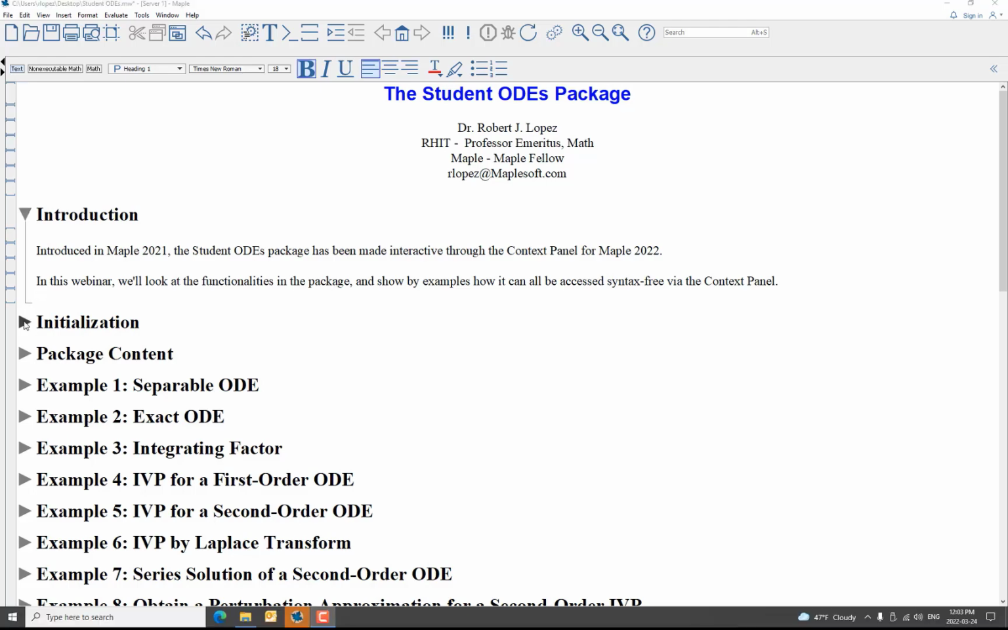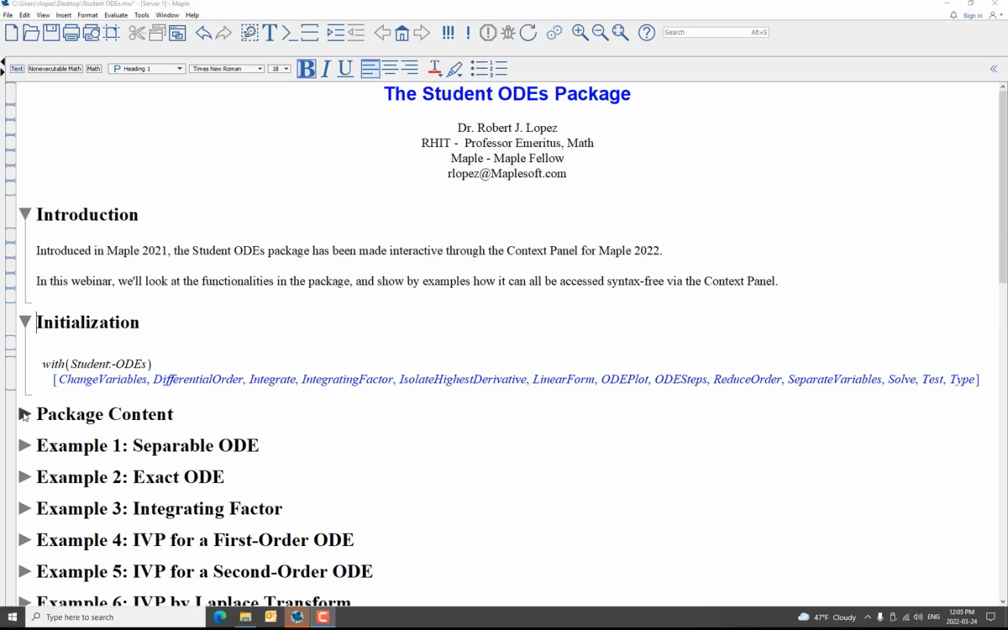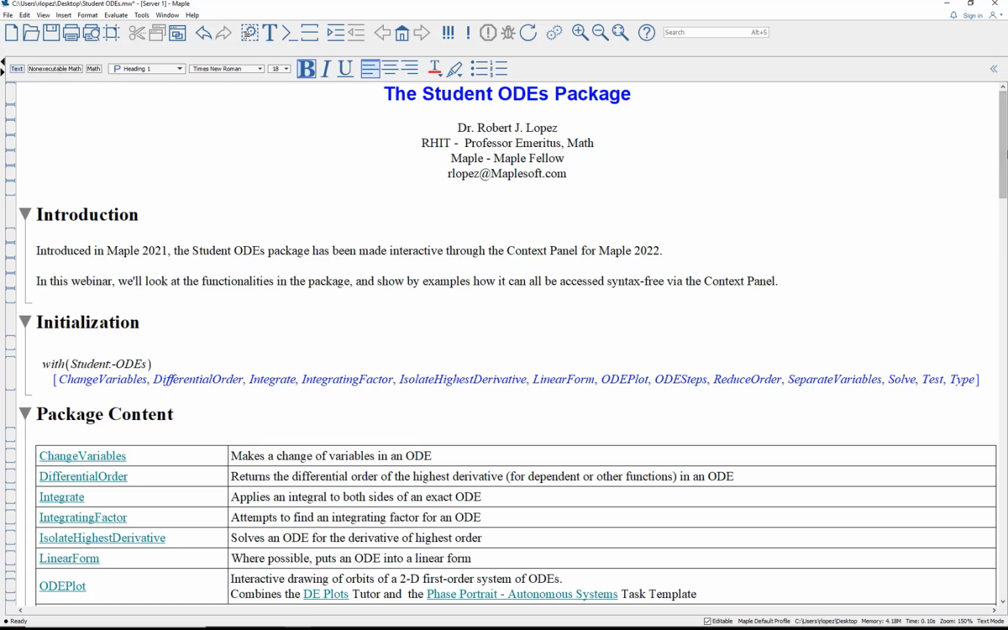To make use of the tools in this package, you need to bring it into memory. You could use with Student ODEs. You get 13 commands now available, each with its own syntax and options. Kind of hard to access this material without the tools being put into the context panel. Let's take a quick look at what's available in this package.